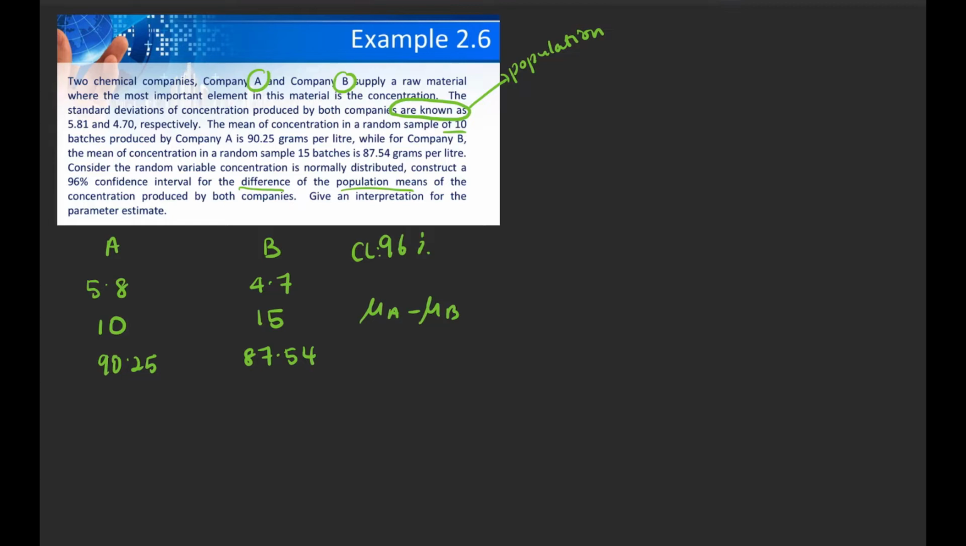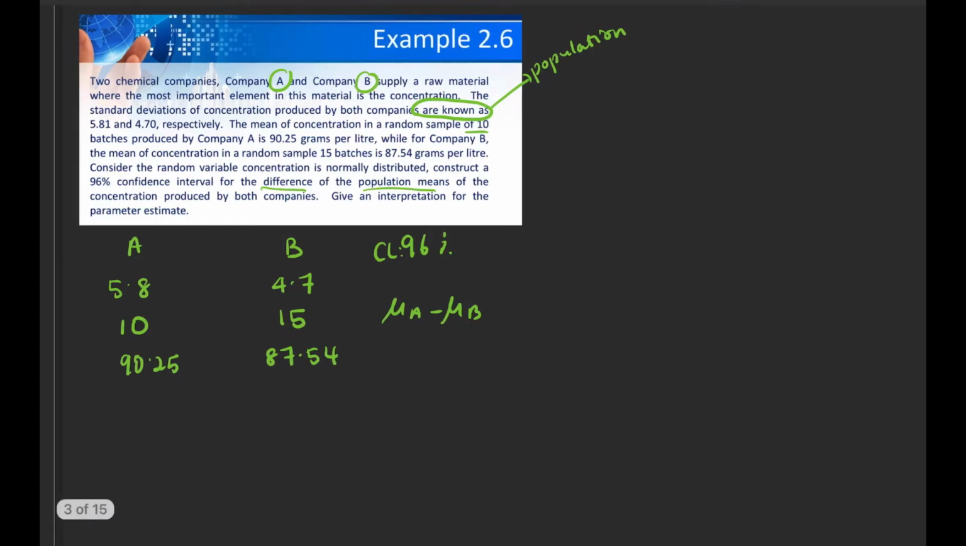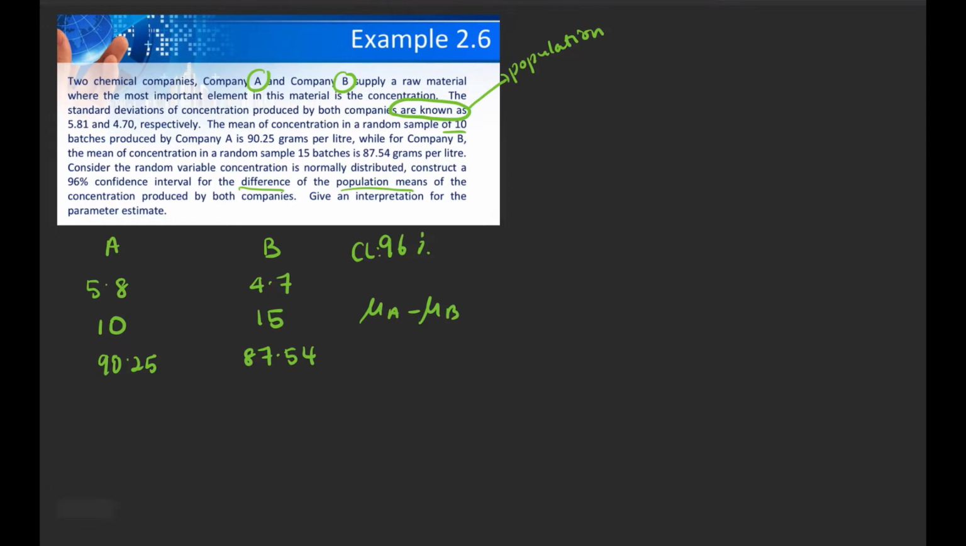So what is the notation for 5.8 and 4.7? Population, right? So population standard deviation is sigma. Sigma for A is 5.8, sigma for B is 4.7. Okay, and then random sample of 10. So this one is sample size, and then mean x bar. Why x bar? Because they take a sample of 10 and then they calculate the mean. So you have all this information. You want to find the confidence interval for the difference between company A and company B.